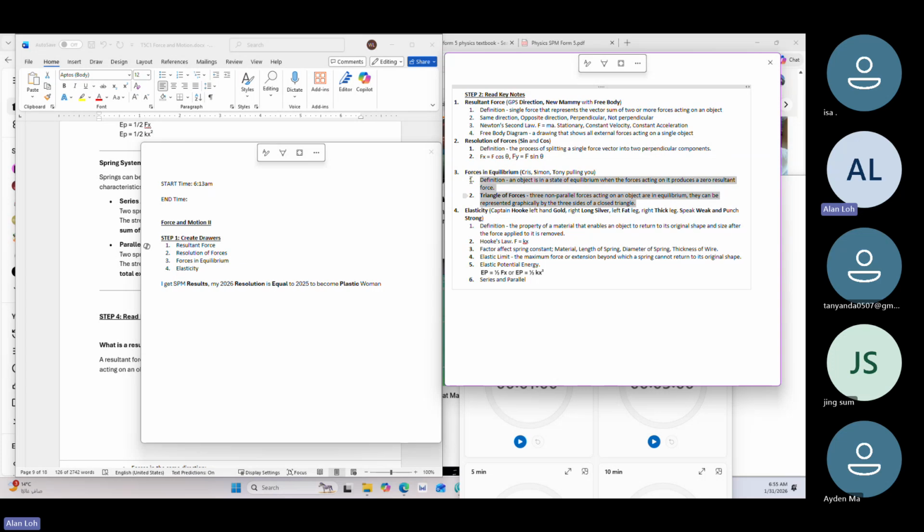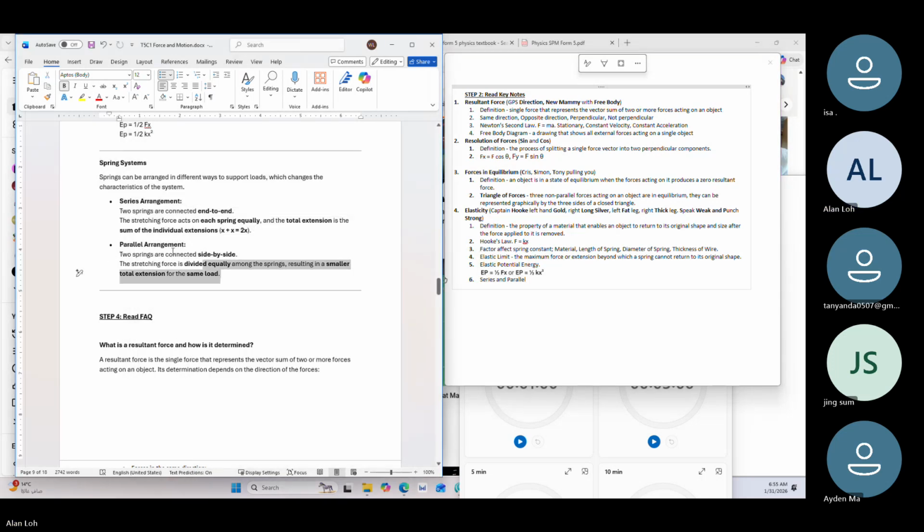Then you have drawer number 3. It's about equilibrium. The name itself is equal. So something is equal. What is equal? Then elasticity, the plastic woman or plastic man, right? So there's Hooke's law in it. There is a factor that's affecting the constant of the spring, and there's this elastic limit and potential energy, and there's this series and parallel, which you have read a while ago, right?